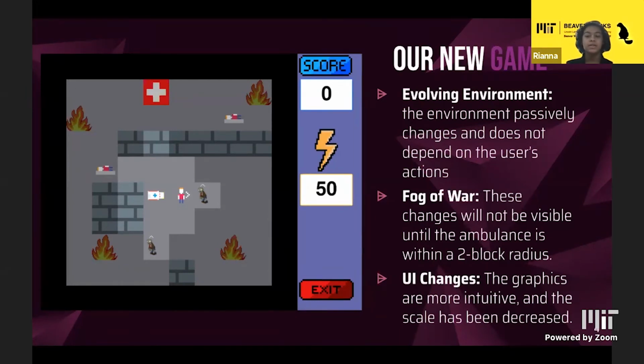We've also added UI changes. The graphics are a lot more intuitive. As you see, we've added some sprites as well as a score and an energy marker, and the scale has been decreased to an 8x8 grid.